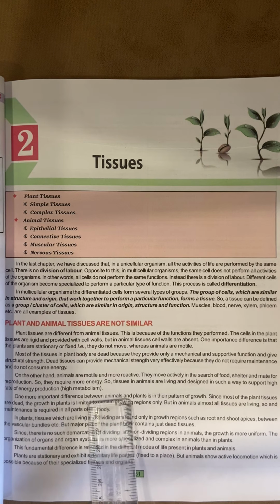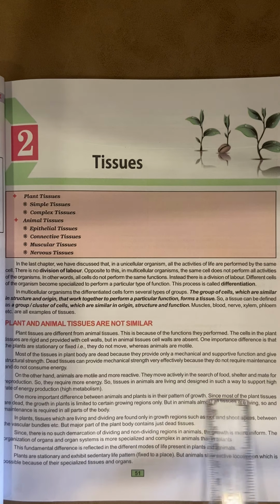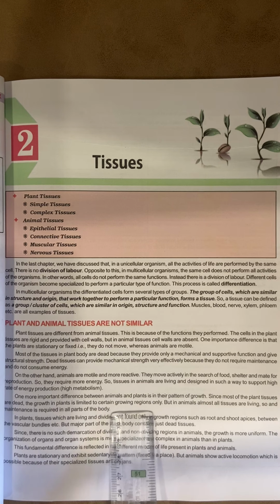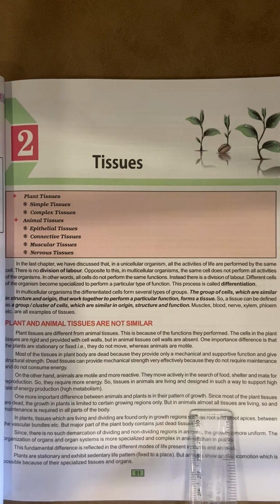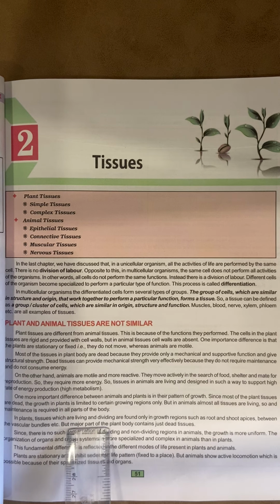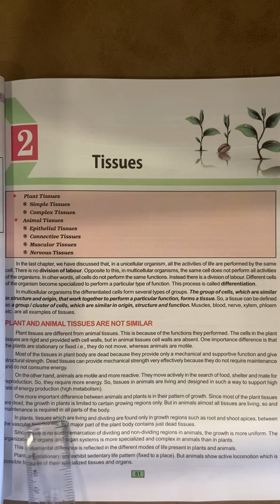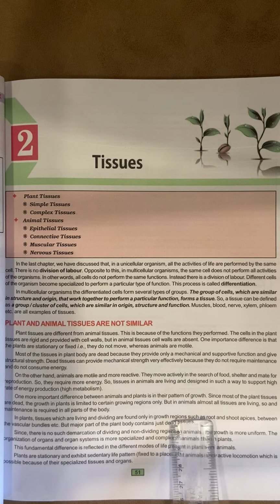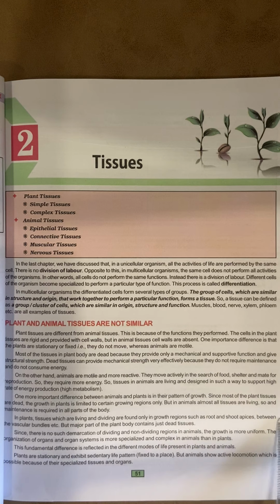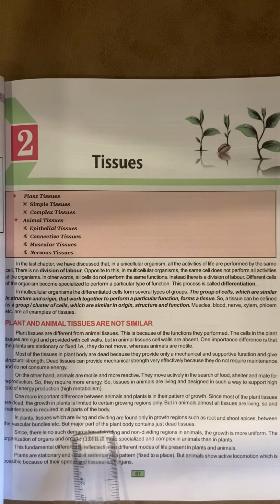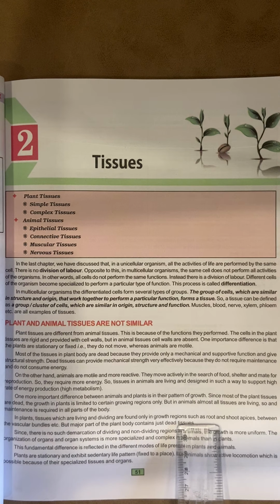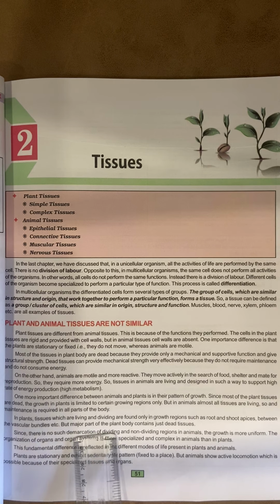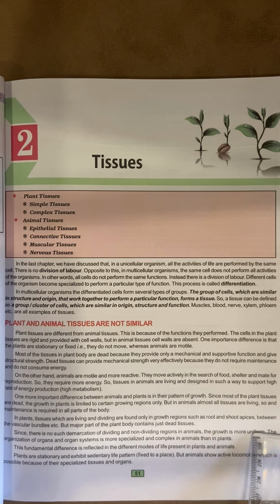Then another difference between plant and animals is the pattern of growth. Since most of the plant tissues are dead, growth in plants is limited only to certain growing regions only, whereas in animals, the tissues are living, and so maintenance is required in almost all parts of the body. Next, in plant tissues, those which are living and dividing are found only in the growth regions, that is the shoot and the root tips and between the vascular bundles, but major part of the plant body contains just the dead tissue, which provides the mechanical and the structural strength to the plant. And in animals, since there is no demarcation of dividing and non-dividing regions, the growth is uniform throughout.